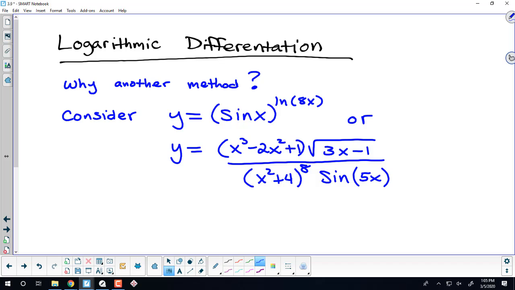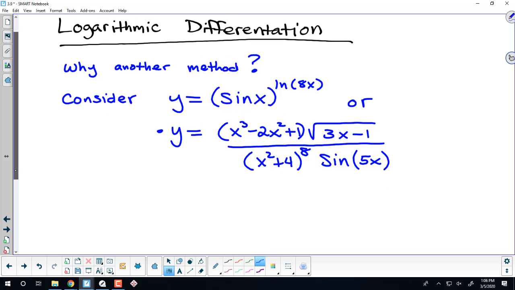Functions like the one we just saw involve a product rule and a chain rule. Functions like the second y we've written down involve a quotient rule, multiple product rules, and multiple chain rules. So taking the derivative of this function with the normal rules is really tedious. Logarithmic differentiation is highly dependent upon the properties of logarithms, which hopefully you have had a chance to look at, because there are only 3 properties of logarithms that we utilize. There's one for powers, one for products, and one for quotients.